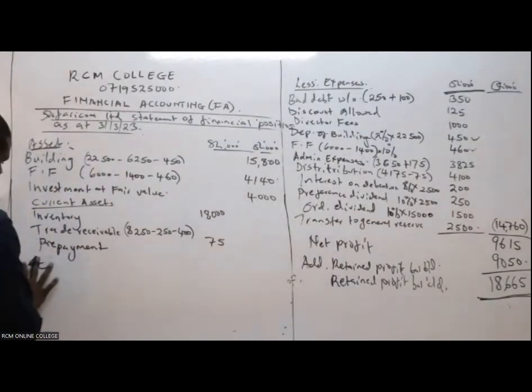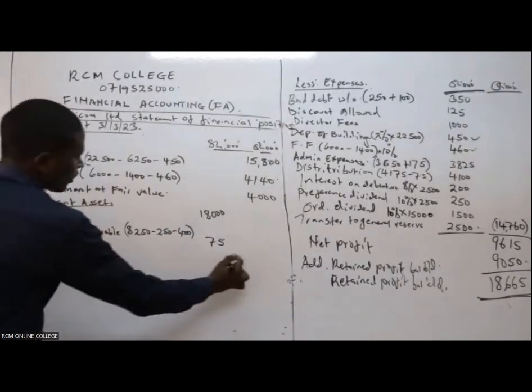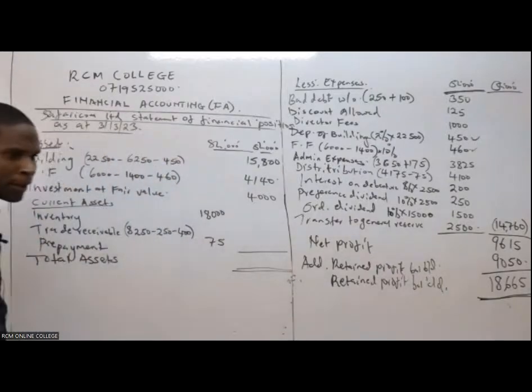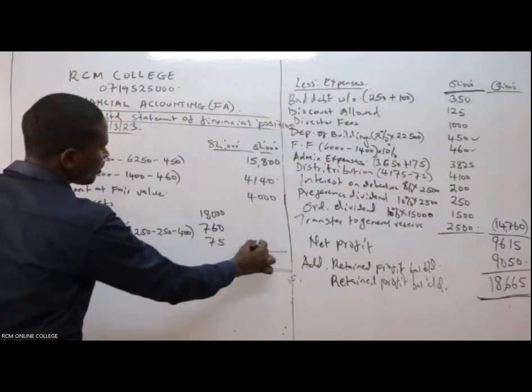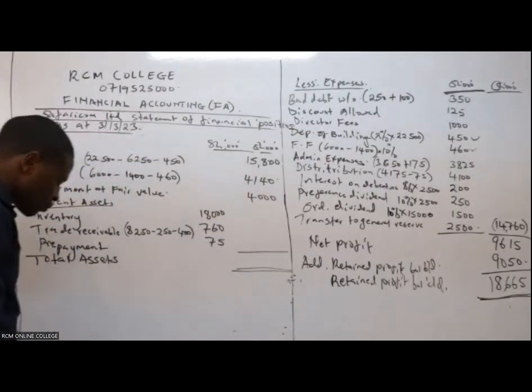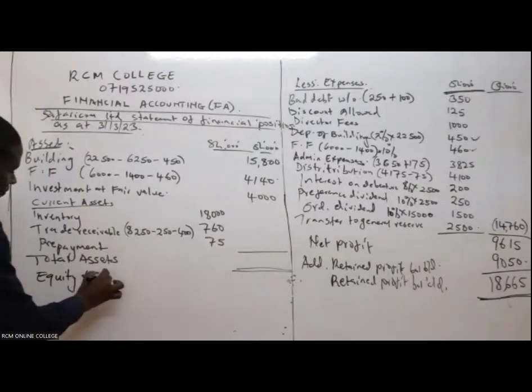Equity, total asset, of course. Total asset, put it there and we close. Yes, 7,600. Can you give me now the total of the current asset, as we wind it up? Equity and liabilities is the next section.